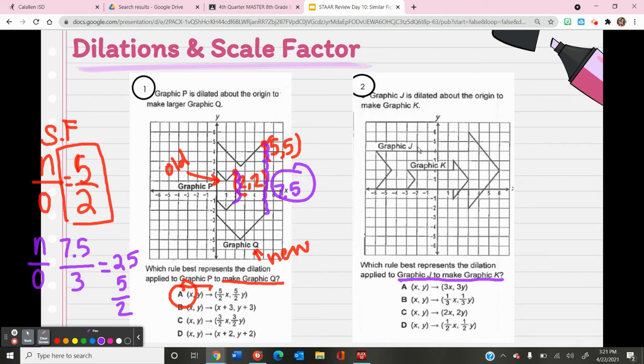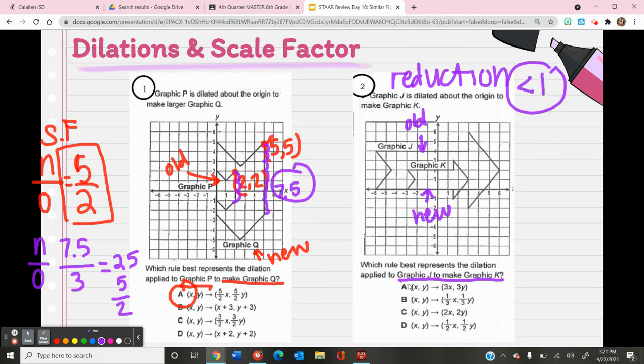So here, graph J is my old, graph K is my new. Now here I want you to take note. I started off with a very big graphic and I went to a small graphic. So this here would be an example of a reduction, and therefore my scale factor should be less than 1.